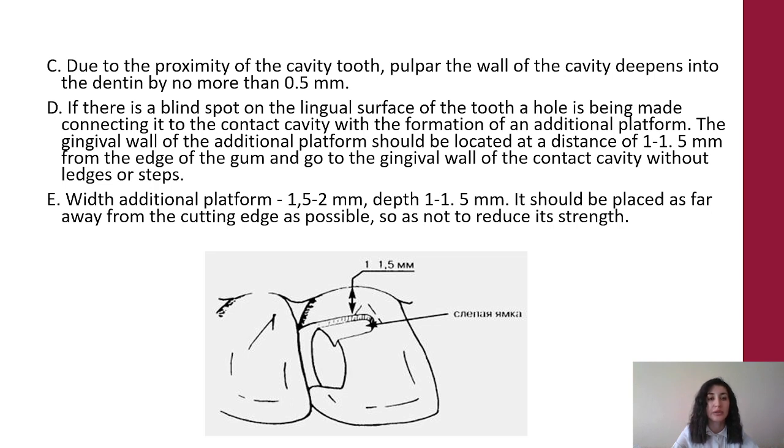The gingival wall of the additional platform should be located at a distance of 1.5 millimeters from the edge of the gum and go to the gingival wall of the contact cavity without ledges or steps. The additional platform is 1.5 or 2 millimeters wide, with a depth of 1 or 1.5 millimeters. It should be placed as far away from the cutting edge as possible so as not to reduce its strength.